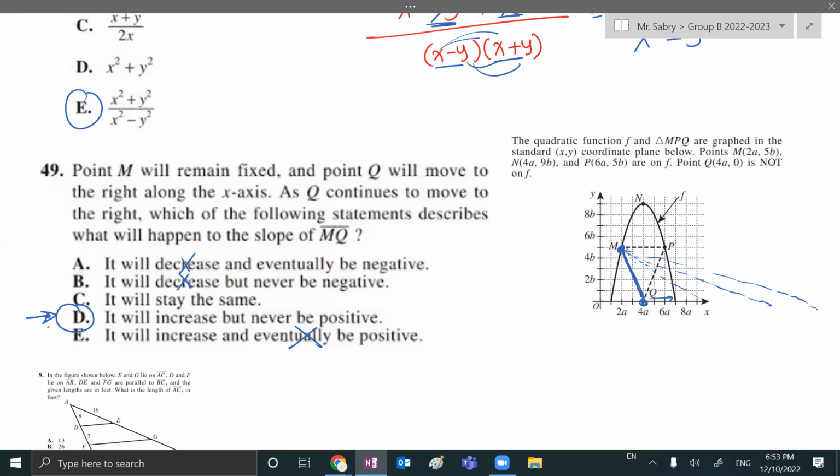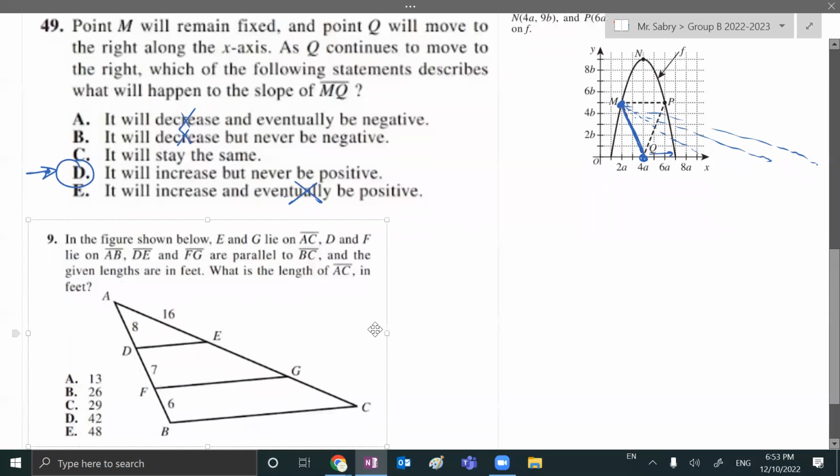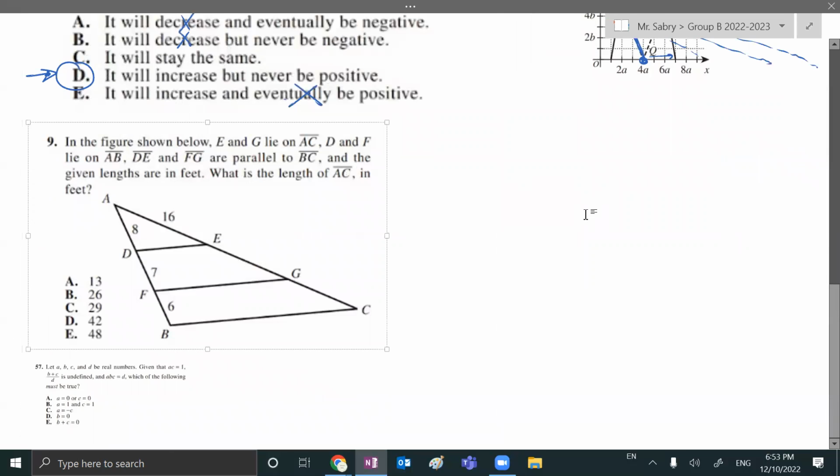Okay. That's a very interesting question, by the way. Type number 9. In the xy plane, these are parallel. What is the length of AC in feet? So that's a similarity question mainly, and they're looking for AC, this whole shape together.